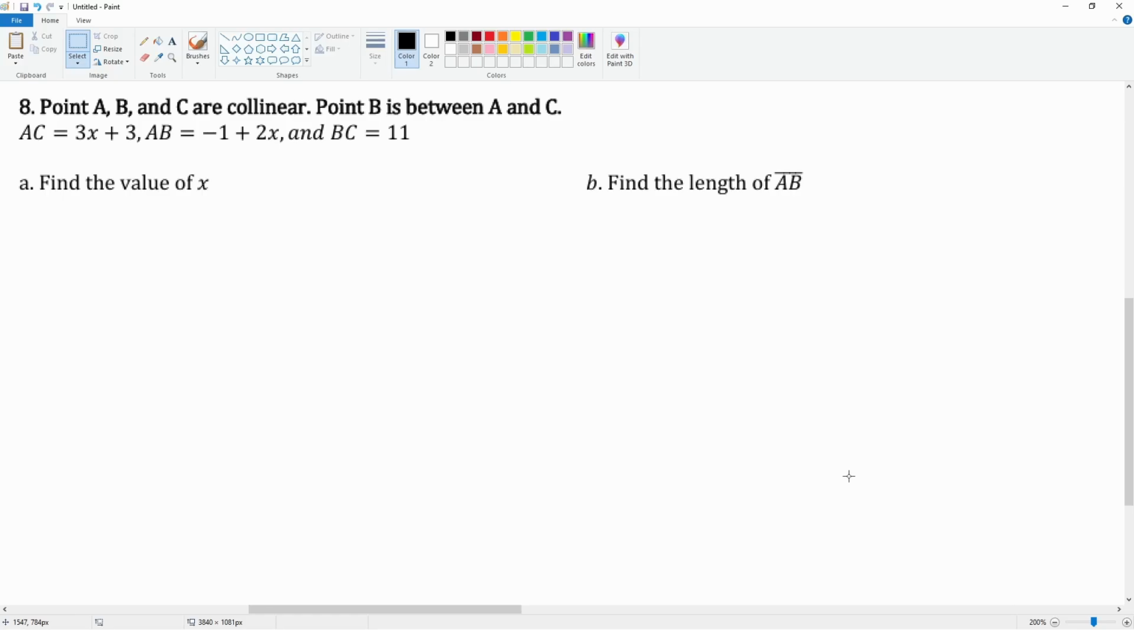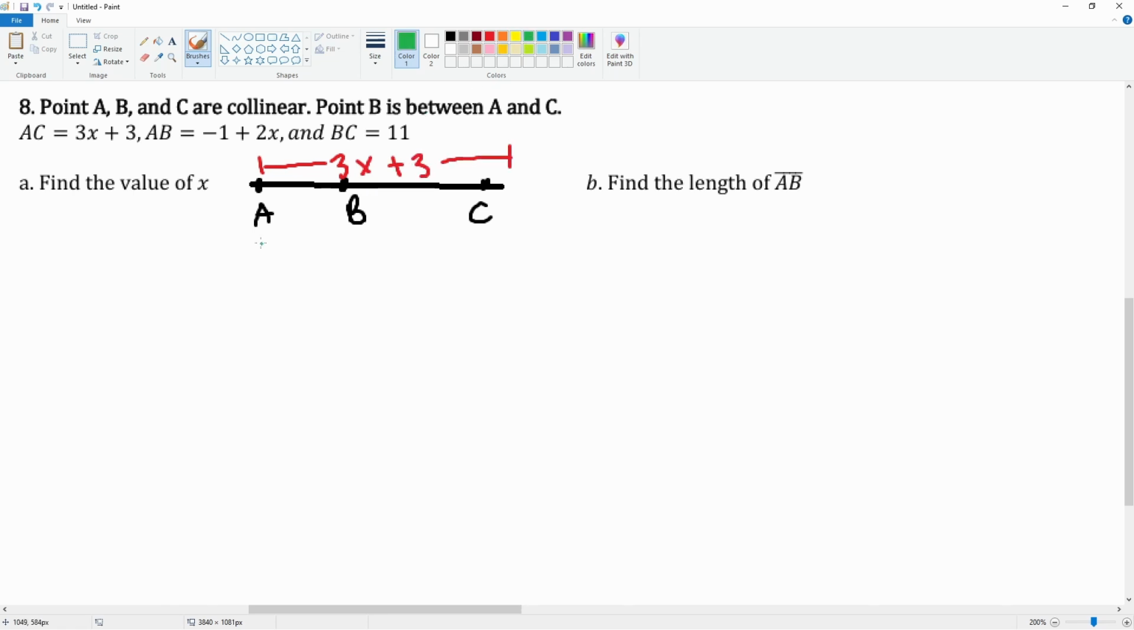Here we have question 8. Points A, B, and C are collinear. That means they exist on the same line, so I can even draw it. And we know that B is somewhere in between A and C. So here this can be A, this can be C, and B exists somewhere here.